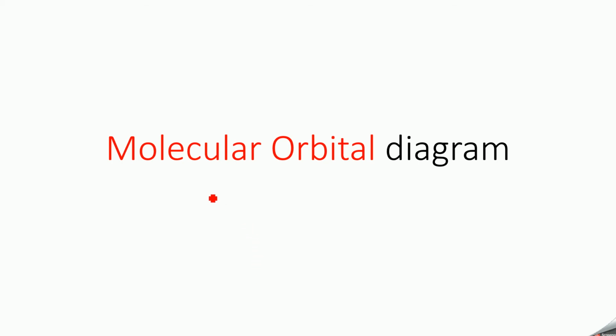Last video we started with the molecular orbital diagram for some of the homonuclear diatomic molecules. In this video we continue with the molecular orbital diagram for some more molecules. Here we will take a homonuclear diatomic molecule like nitrogen. Electronic configuration for the nitrogen atom, atomic number 7, is 1s2, 2s2, 2p3.